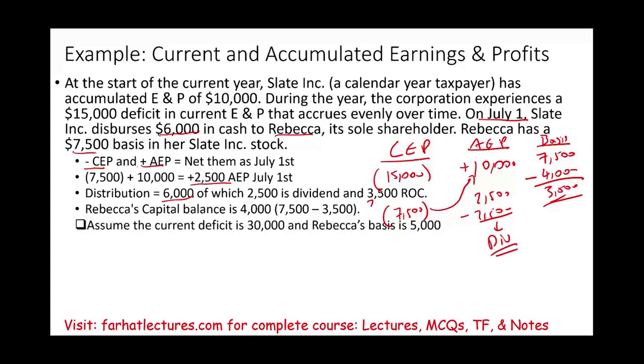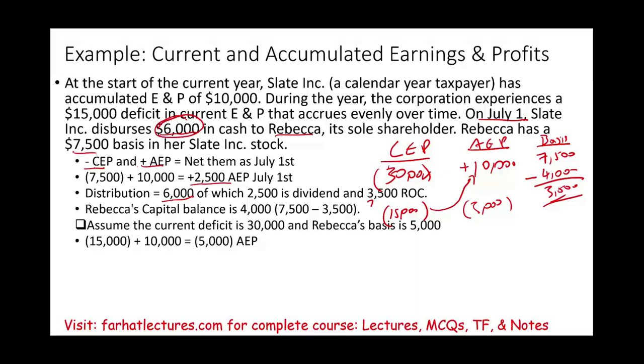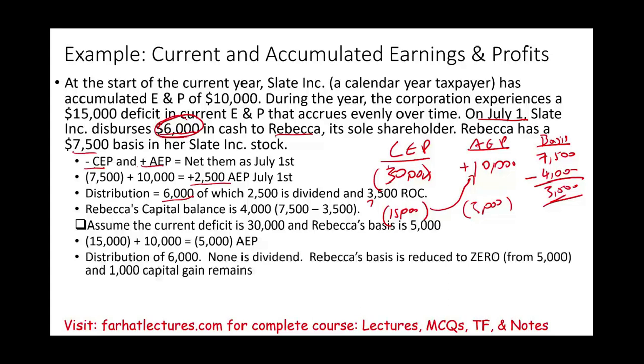Assume now, the current deficit in Rebecca's account is 30,000. Now, if we assume Rebecca's deficit is 30,000, not 15, when we get to July 1st, we're going to take 15,000 out of CEP and close it to AEP. AEP is only 10. That's going to make AEP negative 5,000. Well, if AEP is negative 5,000 and we distribute 6,000, none of that 6,000 is dividend because AEP is negative. None of it is dividend.